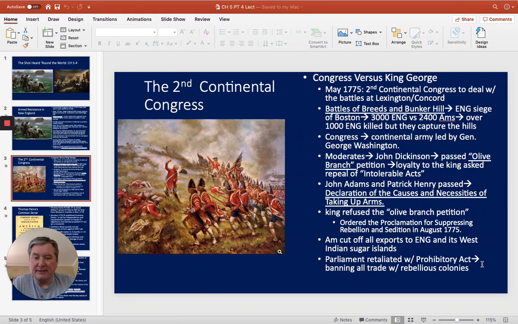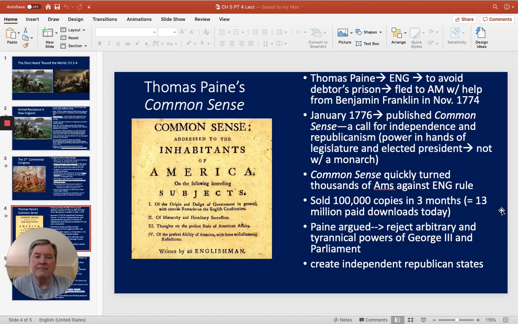But by the time those two battles were fought, some moderates in the colonies put out an olive branch to the king. That was like, no. And so then John Adams and Patrick Henry get us on the road to the Declaration of Independence with their Declaration of the Causes and Necessity of Taking Up Arms. And then comes Thomas Paine's Common Sense. Remember, Thomas Paine was a British guy who was in debt and was about to be thrown in jail in England, and it's very likely that Benjamin Franklin helped get him to the colonies.